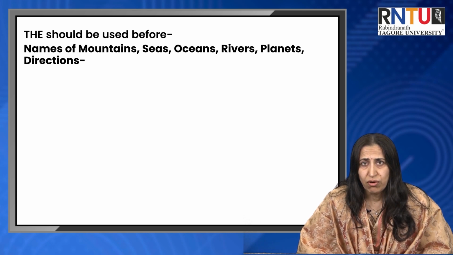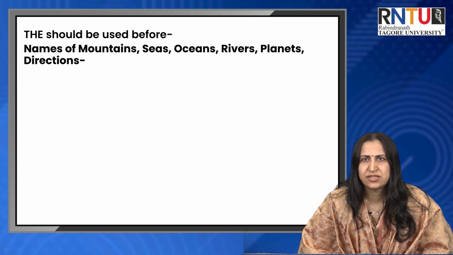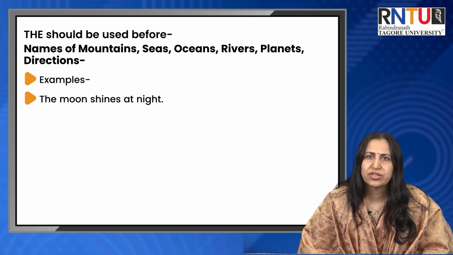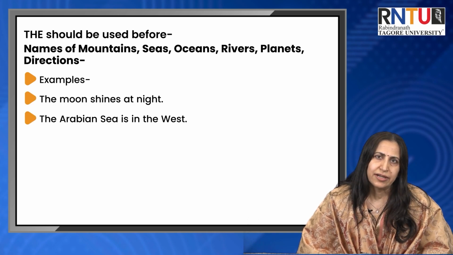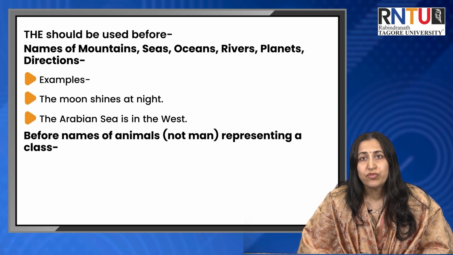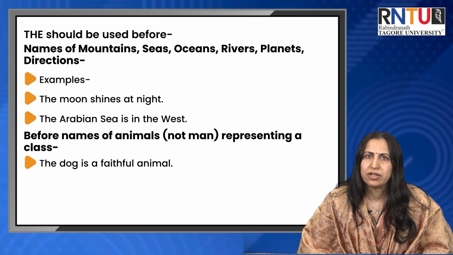The should also be used before names of mountains, seas, oceans, rivers, planets, directions. For example, the moon shines at night. The Arabian Sea is in the west. Before names of animals, but not men, which are representing a class. The dog is a faithful animal. Man is mortal. So we are not using the with men.